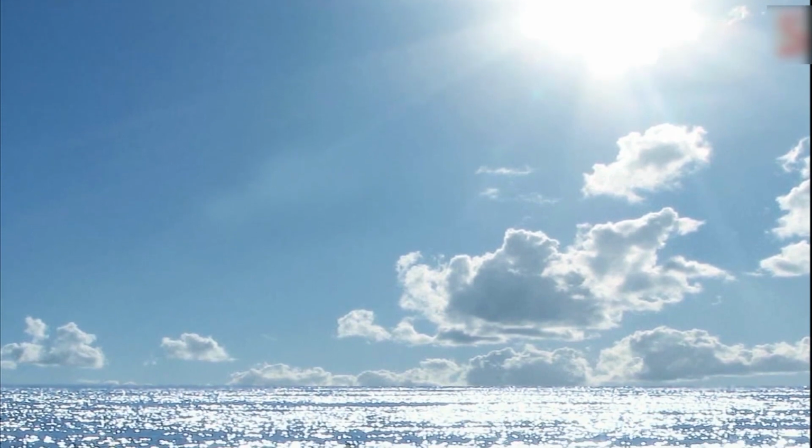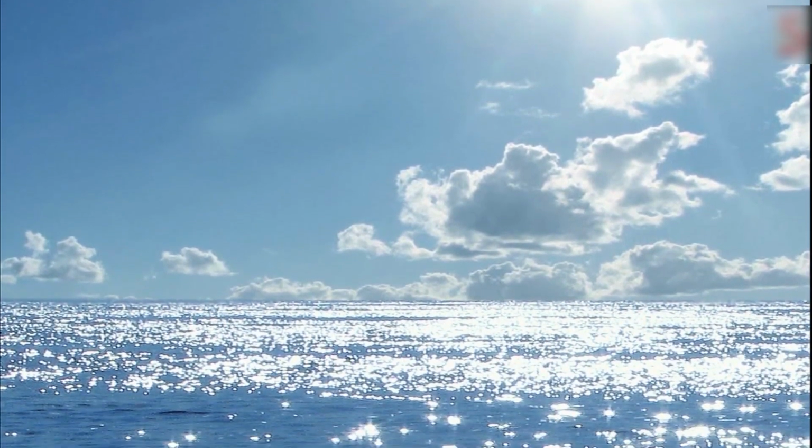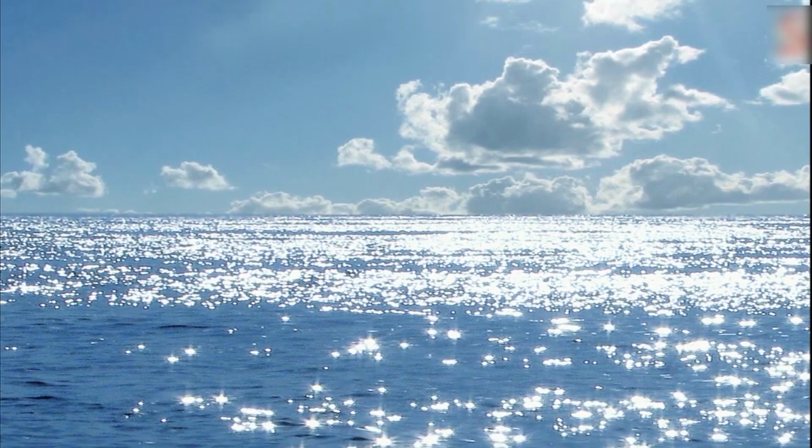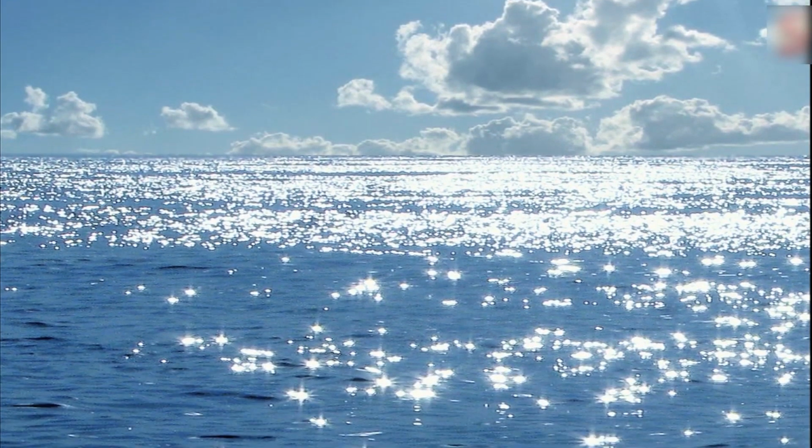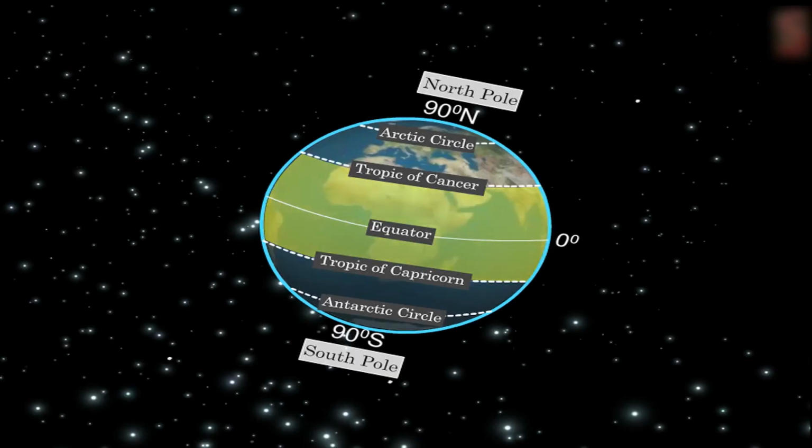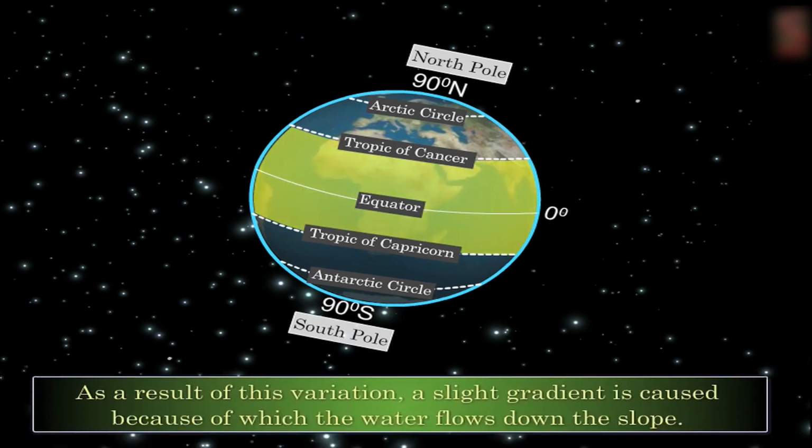Solar energy. The heat of the solar energy results in the expansion of water. This is the reason the ocean water is around 8 centimeters higher in level near the equator when compared to the middle latitudes. As a result of this variation, a slight gradient is caused because of which the water flows down the slope. In addition to these factors, the salinity, melting of ice, and differences in density are the other factors that influence the ocean currents.